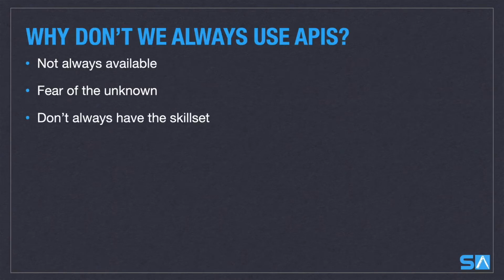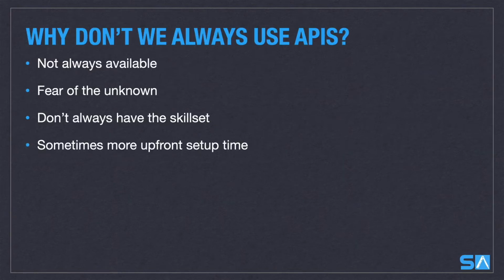We don't always have the skill set. You might have a small team who doesn't have the skill set for API automation, in which case that's completely fine to use a UI automation as normal. Sometimes it is more upfront setup time to actually use an API to automate an application such as Salesforce rather than use a UI automation. And it's just another thing to maintain on top of everything else. So now you need to know how to understand API automations as well.